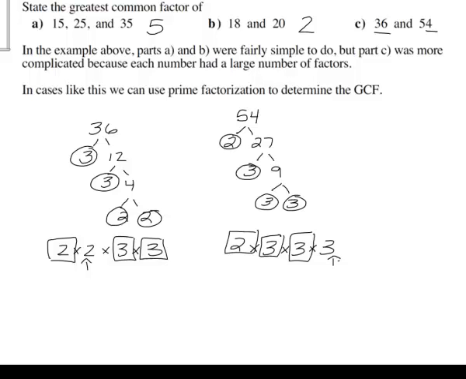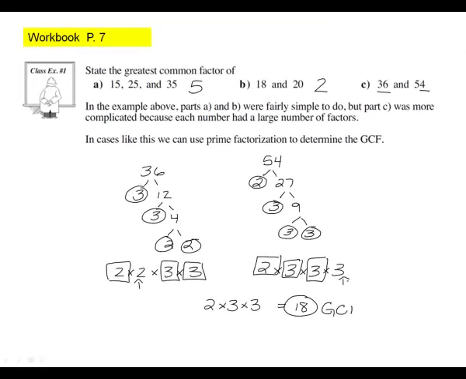What I've determined is that each has a prime factorization, which includes 2 times 3 times 3. When you multiply those numbers, 2 times 3 times 3, you get 18. That is your greatest common factor for 36 and 54.